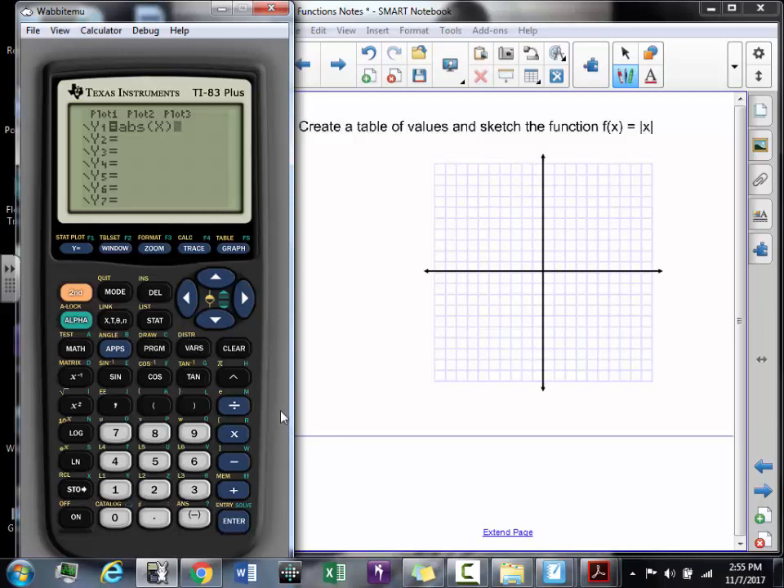Now let's talk about what the graph looks like. So I'm going to zoom 6. This is what the absolute value of X looks like.